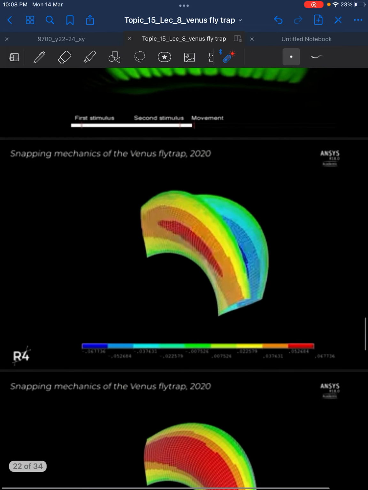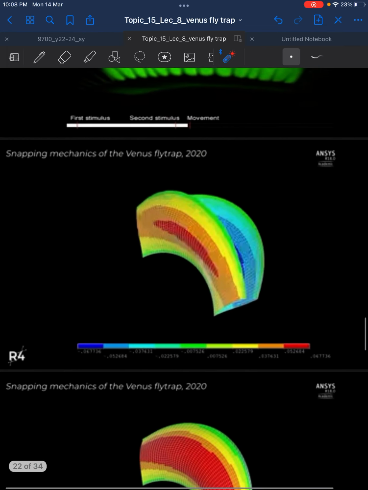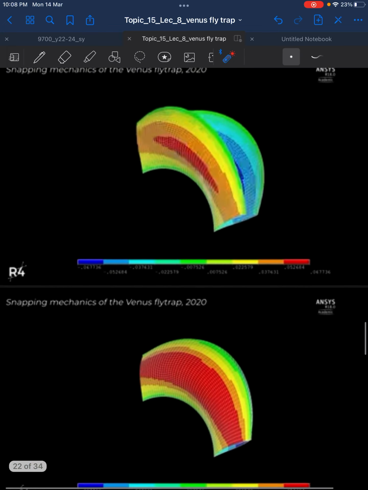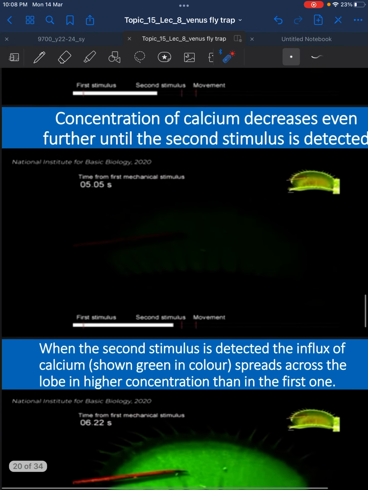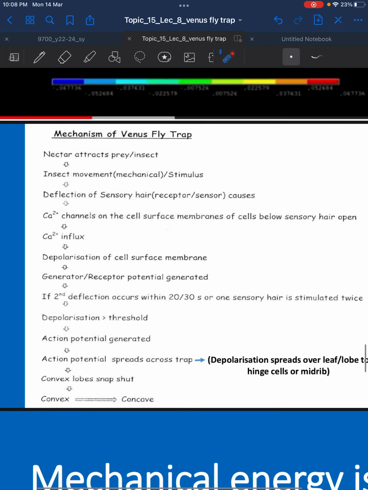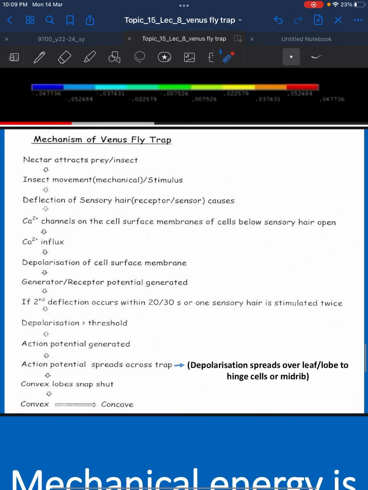Okay, so this is when it's open, and this is when it is closed. This is from a video which I screenshot. Now this is the most important part here, the mechanism. Okay, mechanism of the Venus flytrap.